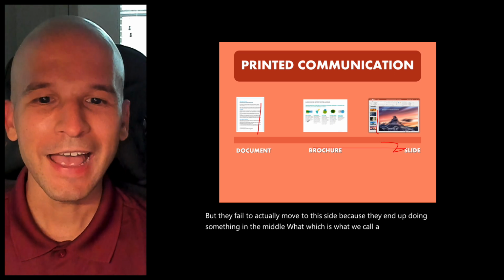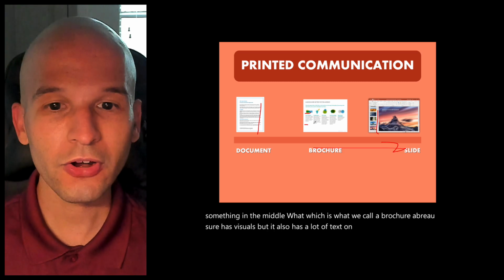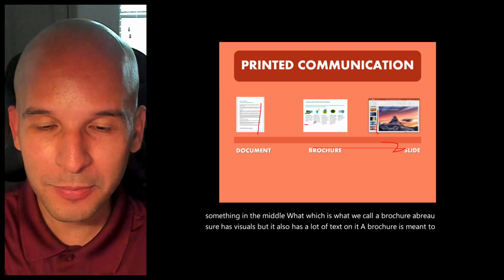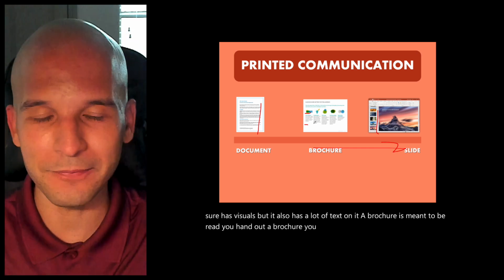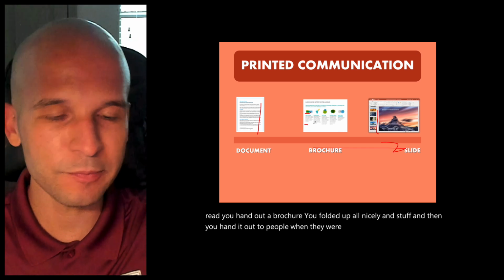A brochure has visuals, but it also has a lot of text on it. A brochure is meant to be read. You hand out a brochure, you fold it up all nicely and stuff, and then you hand it out to people when they're walking down the street. And you say, here's this brochure.